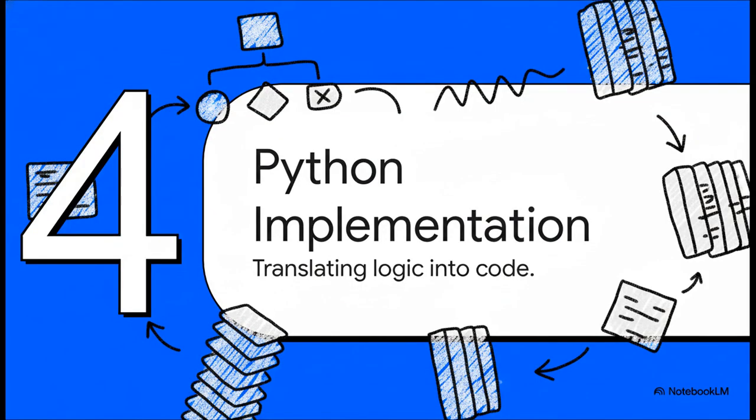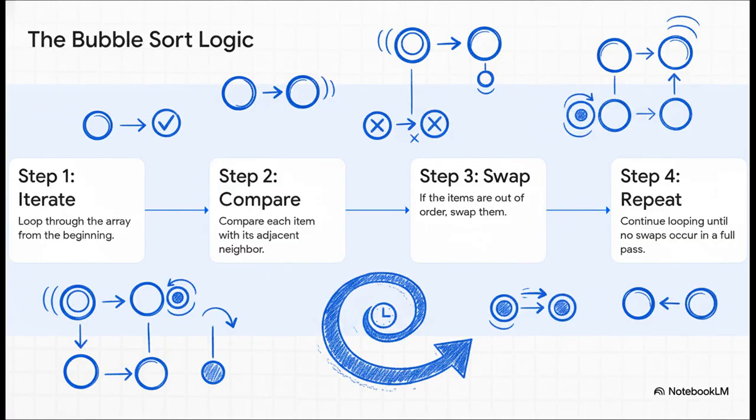So, we've seen the logic play out, step by step. Now, let's take a look at how this simple idea actually translates into real Python code. You might be surprised at just how closely the code follows the exact same logic we just walked through. So let's just recap the core logic real quick. To make this work, we're going to need two loops.